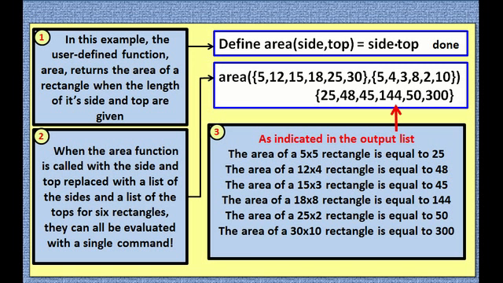As indicated in the output list, the area of a 5 by 5 rectangle is equal to 25. The area of a 12 by 4 rectangle is equal to 48. The area of a 15 by 3 rectangle is equal to 45. The area of an 18 by 8 rectangle is equal to 144. The area of a 25 by 2 rectangle is equal to 50. The area of a 30 by 10 rectangle is equal to 300.